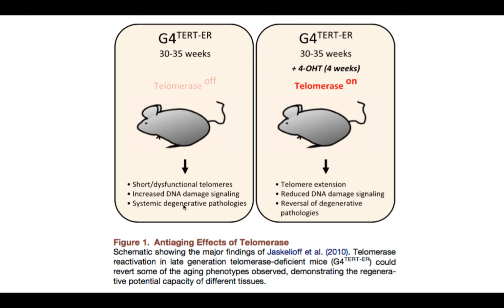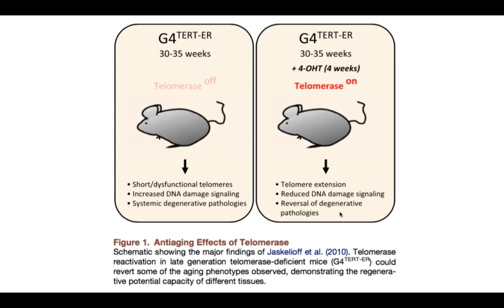And at that point, when they started showing these phenotypes of aging, they then turned the telomerase on. So they turned it on, and what did they see? Well, the telomeres started to extend again. Well, that was expected. But then it reduced the DNA damage signaling, right? The cells were no longer saying, hey, hold on, we got to stop dividing because our telomeres are too short. So no more DNA damage signaling, and then most interestingly, a reversal of those degenerative pathologies. So a reversal of some of the tissue degradation that was occurring because of the aging.